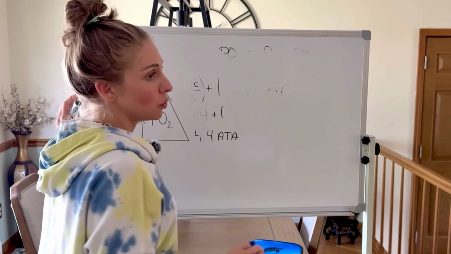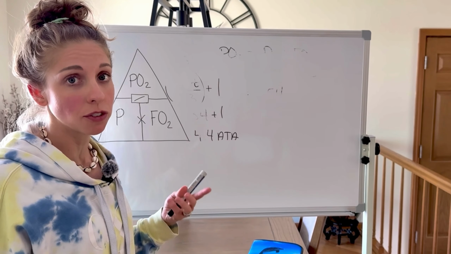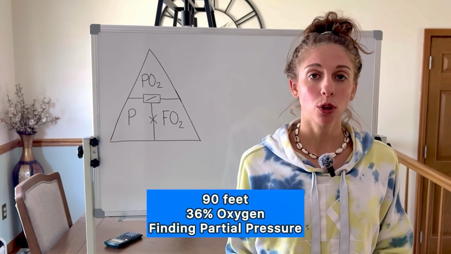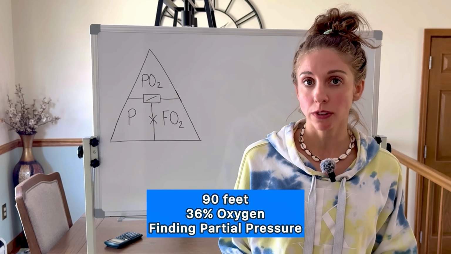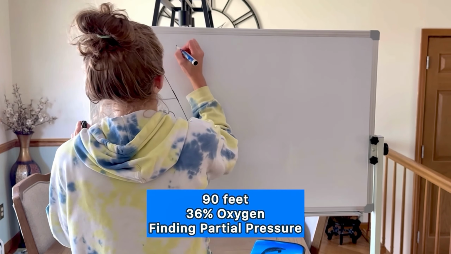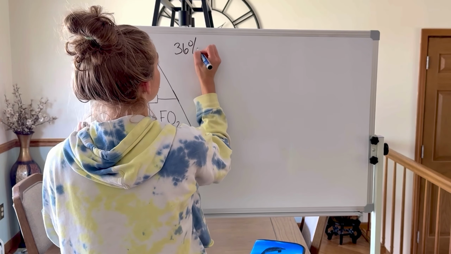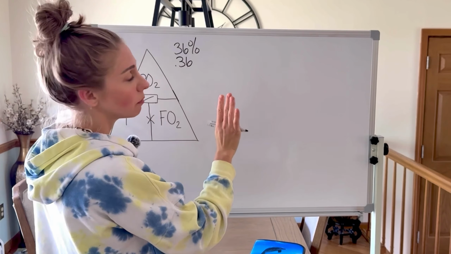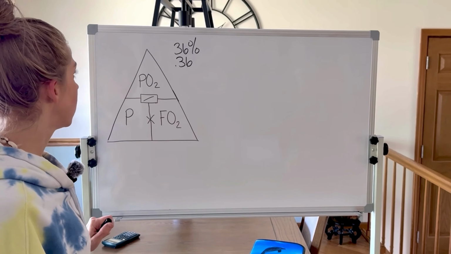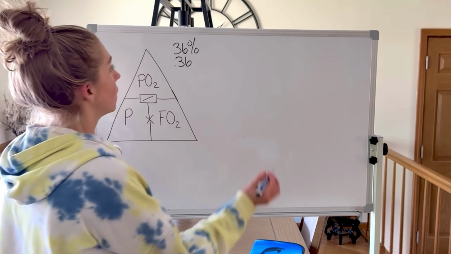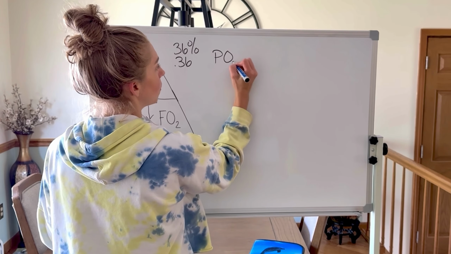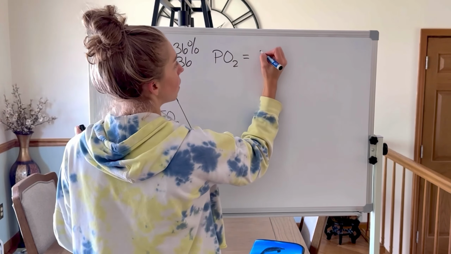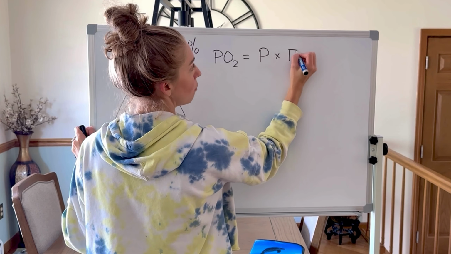And then we'll move on to figuring out what percentage of oxygen is good for the depth you want to go to. For this example, we'll go down 90 feet using 36% oxygen. So 36 is going to be an FO2 of 0.36. I like to write it all out, have all my information on there that I need. So we're going to find our PO2 again. So our PO2 is going to equal our P multiplied by our FO2.